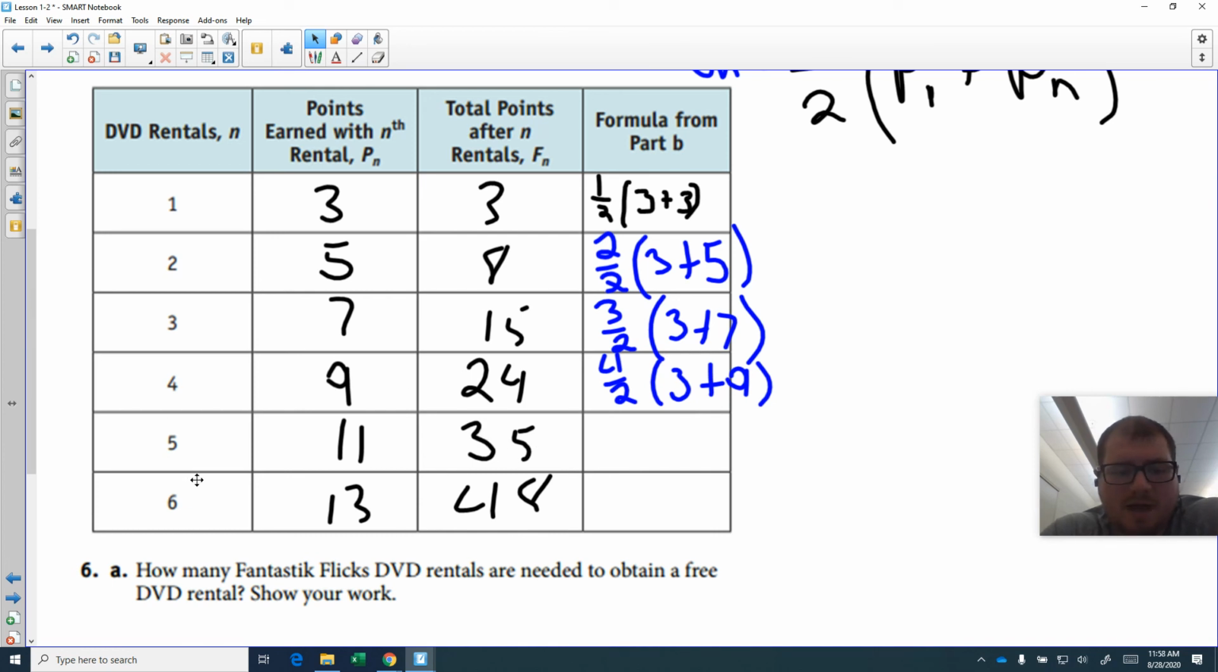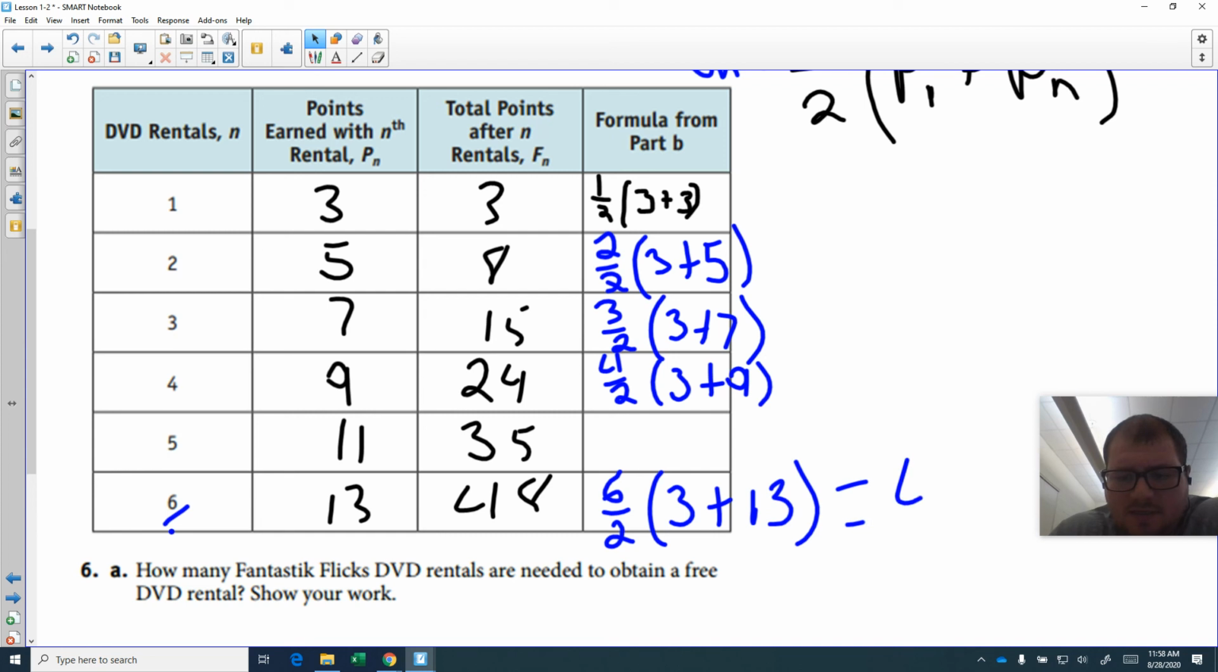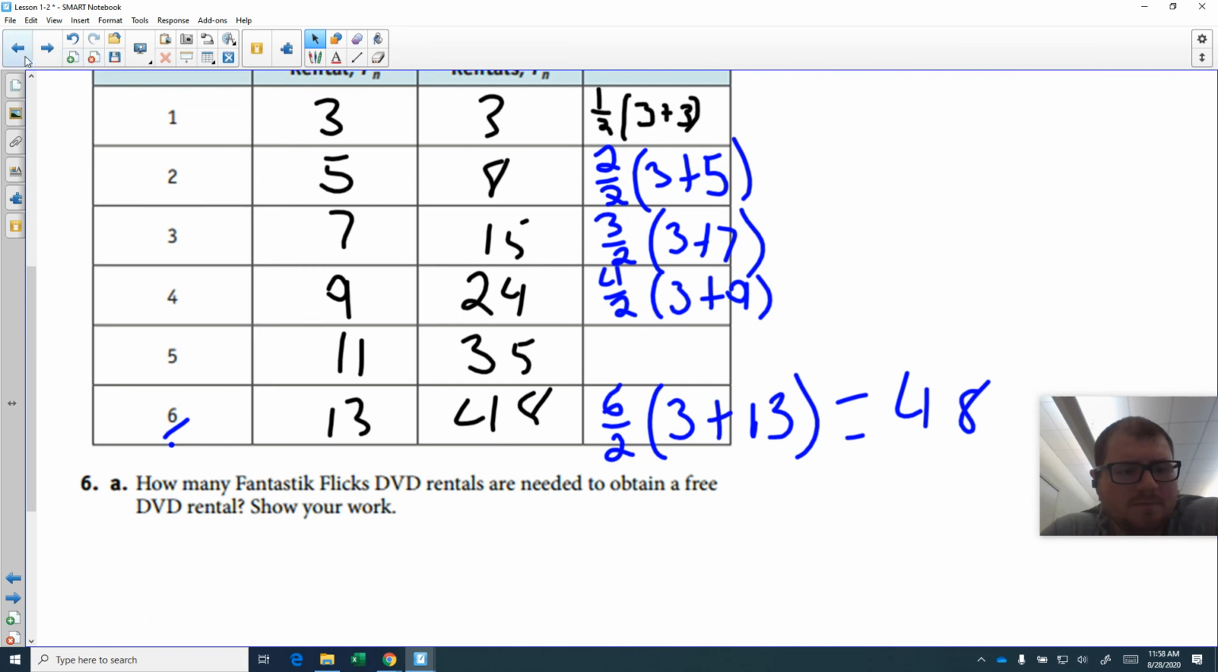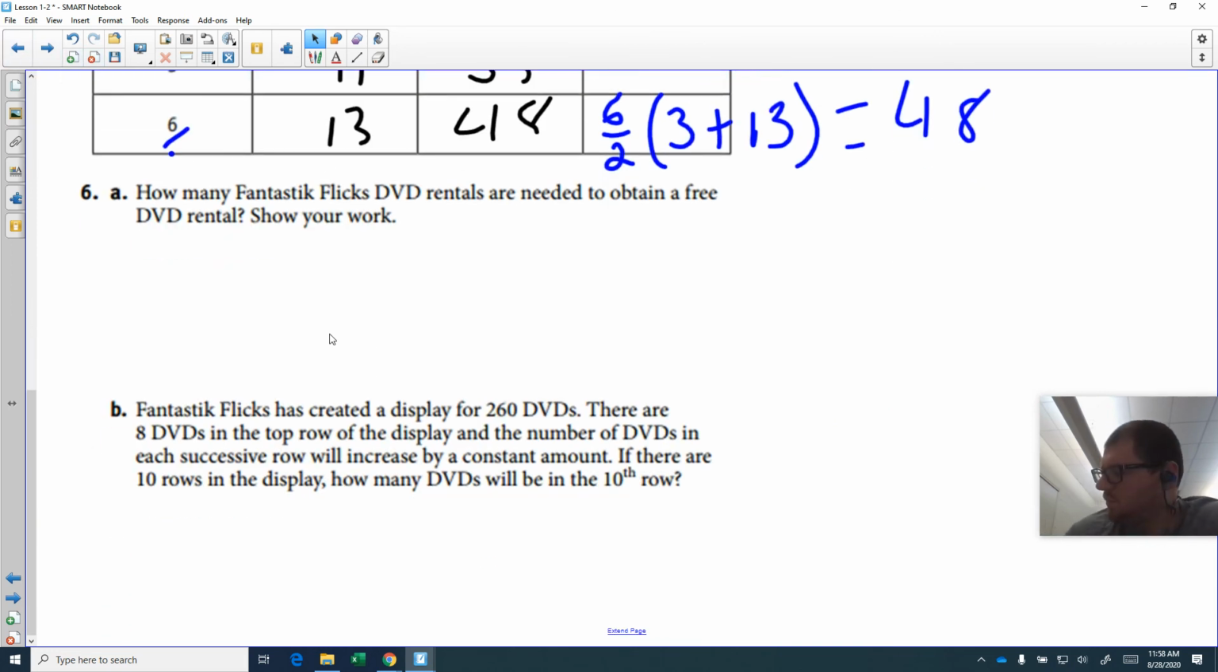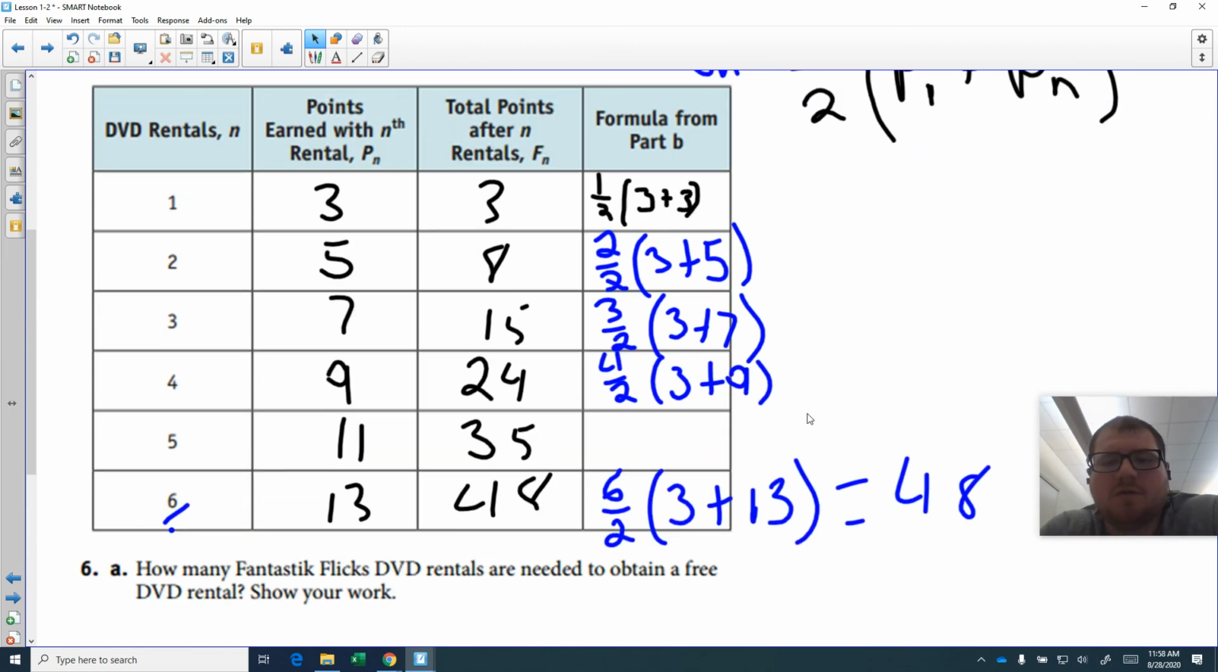So for example, we talked about how at 6 DVD rentals, I should have 48 points. If I do that same process, this would be 6 divided by 2, because we had 6 DVD rentals. I always started with 3 points. At 6 DVD rentals, I would have 13 points, so P of 6 is 13. And I would solve that out to get an answer of 48. Once again, we can go through that in a little more depth moving forward. That's just the idea of a partial sum.